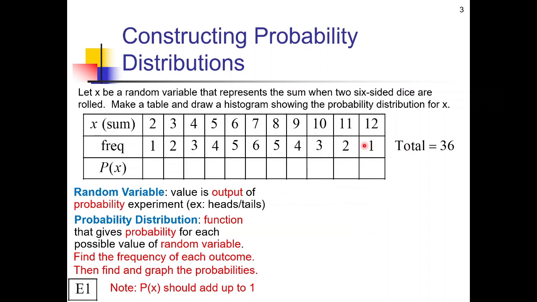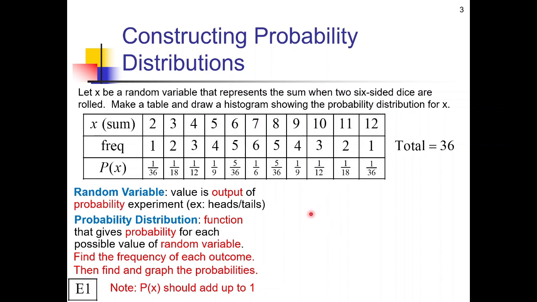So when we do our probabilities, we're just going to take our frequency and divide each of these by the total. So we've got 1 over 36, 2 over 36, which reduces to 1 over 18, 3 over 36 reduces to 1 over 12, 4 over 36, that's really 1/9. 5 over 36, can't reduce it. 6 over 36 is 1 over 6. And then we go back down, so 5 over 36, 1/9, 1/12, 1/18, and 1 over 36. It's a nice symmetrical looking situation here.